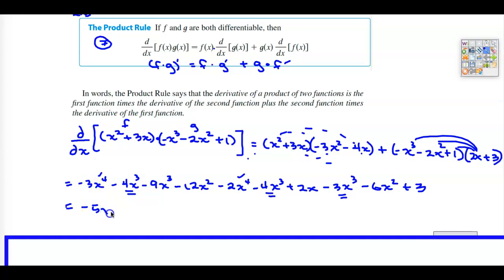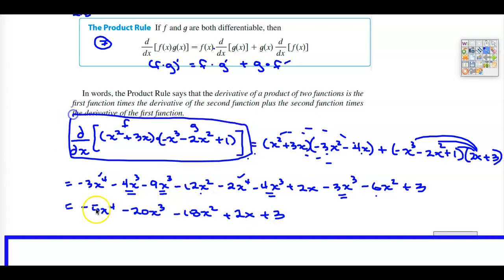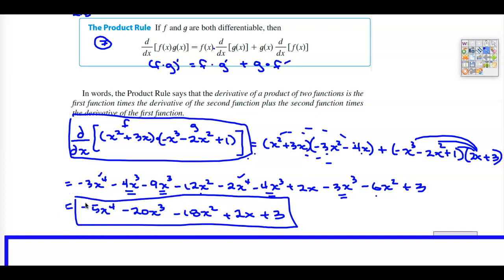Negative 5x to the fourth minus an 11. Oh, I didn't take this one into consideration, that was my problem. So that's a negative 13, negative 17. Now it looks like it's a negative 20. So getting this one to a negative 20x to the third, a negative, so that's a negative 18x squared plus 2x plus 3. So this derivative here will equal all of this, as long as my signs were done correctly.